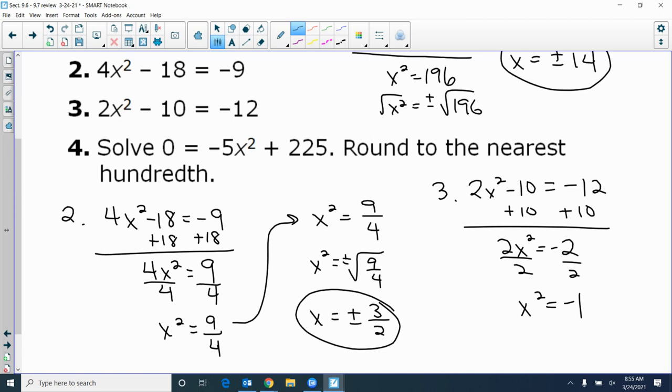Now, some of you might, at this point, already have a red light go off in your head, or you might actually plug that in your calculator. But what does your calculator say if you do square root of negative 1? Like domain or error, something like that. It gives you an error message. You can't take square root of a negative number. So when you get to this point here, no real solutions.